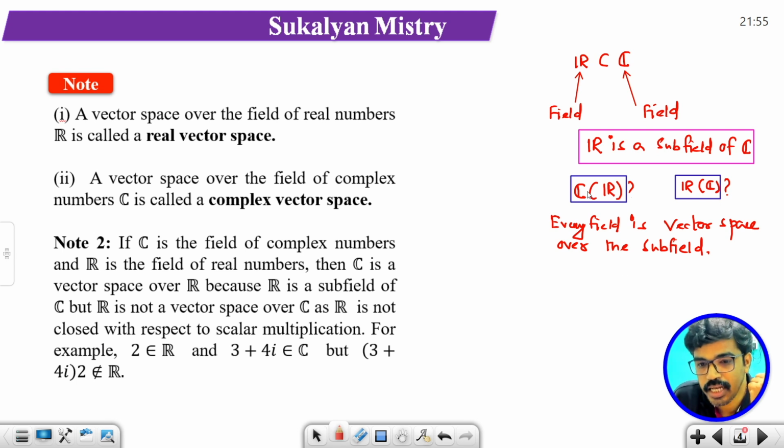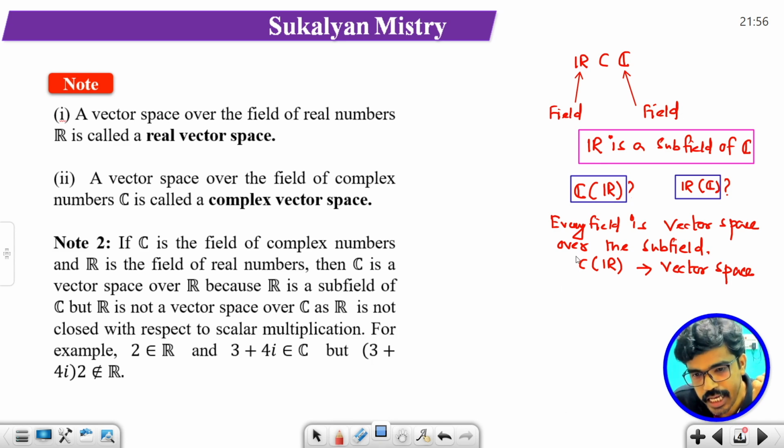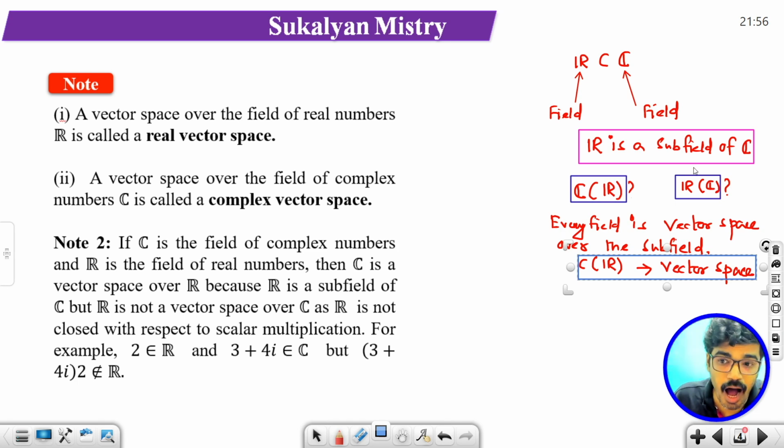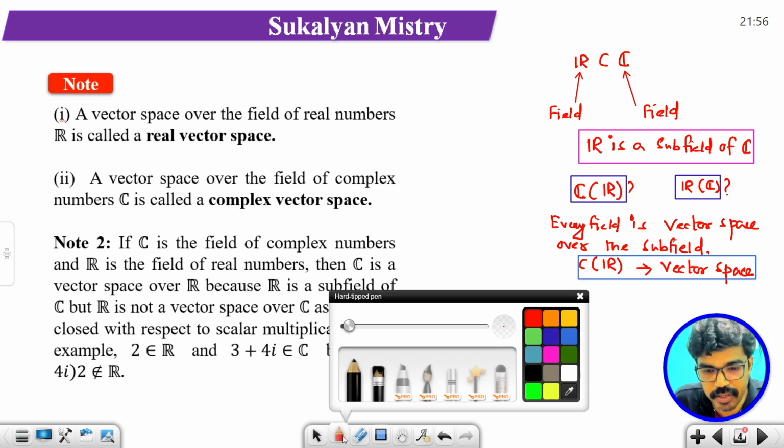That means C is a field, right? R is a subfield of C. So C over R must be a vector space. Getting my point? It is very important. C over R, that is a vector space, but R over C, that is not a vector space.